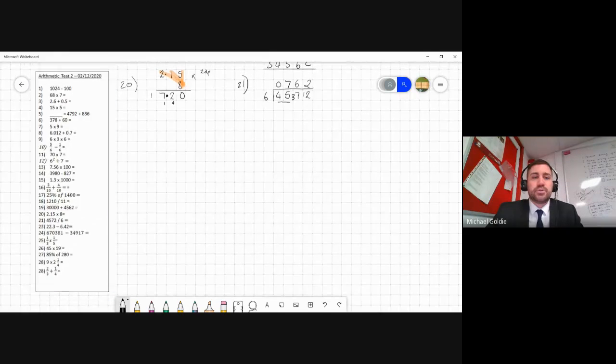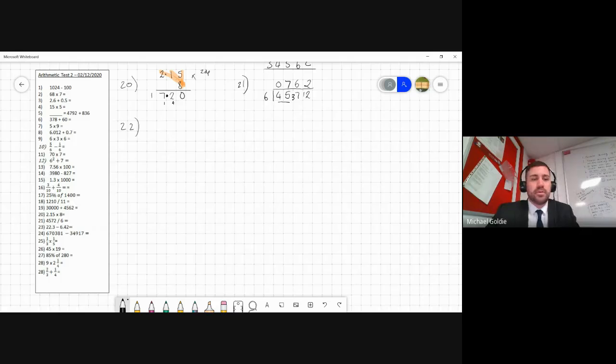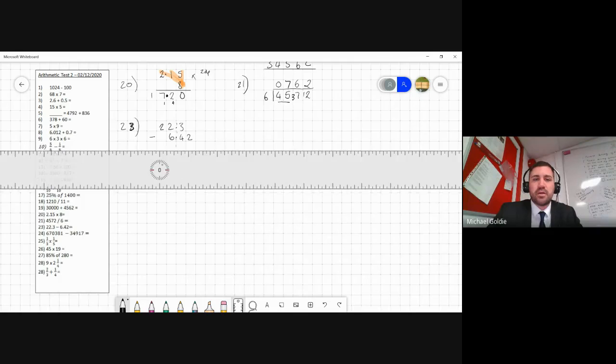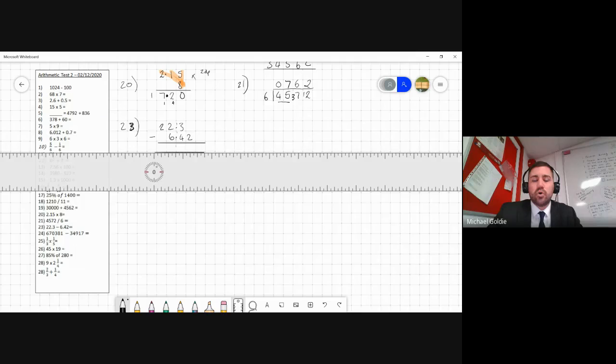Bear with me. Number 22. So number 22. Oh, I've not got number 22. I've just gone straight to 23. 23 is another decimal, but it's subtraction this time. So 22.3 take away 6.42. Look how I've set it out. Decimal, doesn't matter what the sum looks like, they always line up. Golden rule of decimals is they always have to line up.